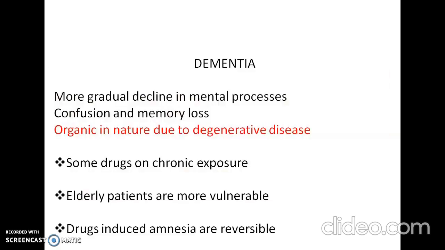So they are coming with the next parameter, that is dementia. Here a more gradual decline in the mental processes can be observed in people. Confusion and memory loss can be seen. It's organic in nature due to degenerative diseases. Some dementia can be observed due to drugs on chronic exposure. Many times the elderly population is very vulnerable to this dementia condition.